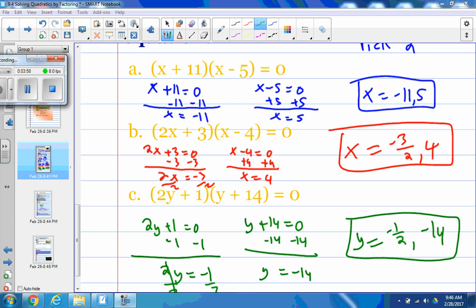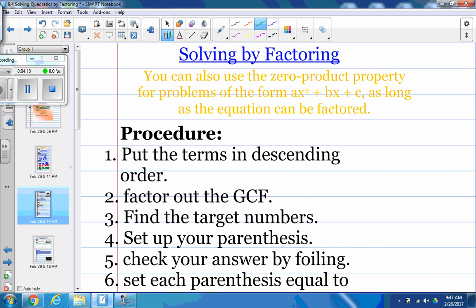For the first one, you end up getting x is negative 11 or 5. Second one, x is negative 3/2, which would be negative 1.5, or 4. And then for the last one, we have y's instead. It'd be y equals negative 1/2 and y equals negative 14. So that's using the zero product property. Now we're going to use that property to solve quadratics.